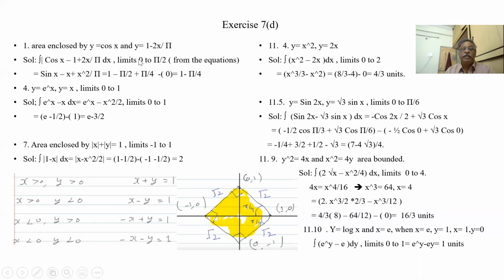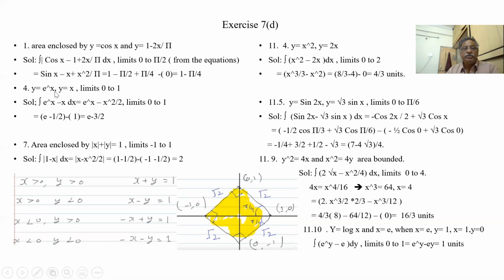So these two are the intersecting points. So basically we are solving this, 0 to pi by 2. Suppose y is cos x is equal to 1 minus 2x by pi. So x is 0, x is pi by 2 are tallying the equation. So when I do integration, sin x minus x plus x square by 2, divided by pi. When I substitute these limits, I am getting 1 minus pi by 4.